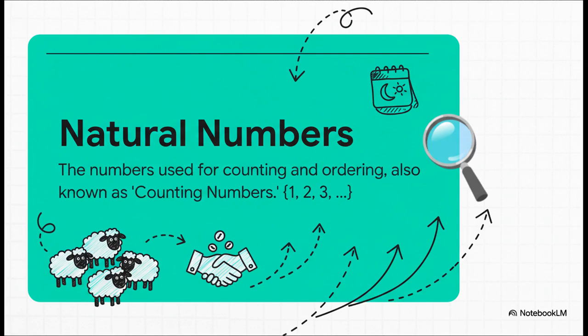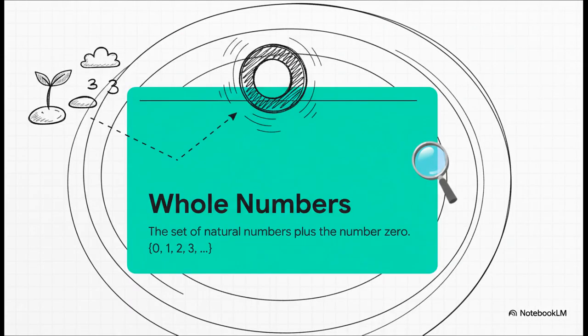Simple, positive, intuitive. Now, here's where we make our first big leap forward, with one tiny but brilliant addition, the number 0. It seems obvious to us today, but the concept of 0 was a total game changer in history. When you take those natural numbers and you just add 0 to the group, you create a brand new family, the whole numbers. And suddenly, you have a way to talk about having nothing, which is a really powerful idea.